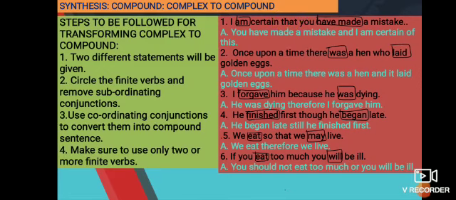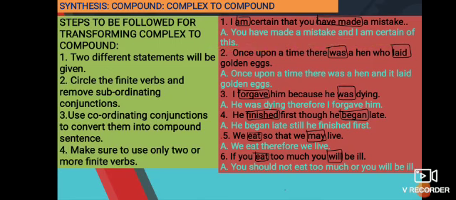Now because it is a complex statement, you have to change it to compound. So the subordinating conjunction, you have to change it to a coordinating conjunction. Okay. You have made a mistake and I am certain of this. You cannot write I am certain of this and you have made a mistake. He has made a mistake, then only you are certain of it. It means you are sure of it. So it's you have made a mistake and I am sure of this, or I am certain of this.